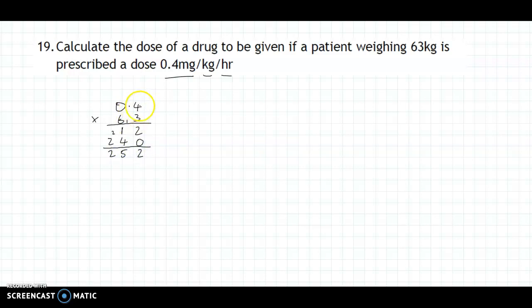We have one decimal place here, so we come in 1, and we get 25.2 milligrams per hour. And that's the dose to be given to this particular patient, 25 milligrams per hour.